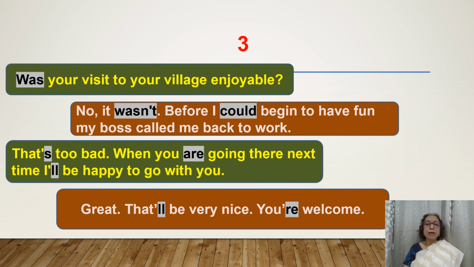If you say, my boss called me back, doesn't make sense. You should never break like that. That's too bad, all at once. When you're planning to go there next time, all together, when you're planning to go there next time, pause, I'll be happy to go with you. Go with, we can also say accompany.